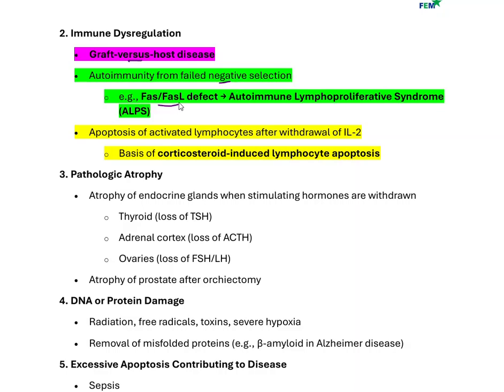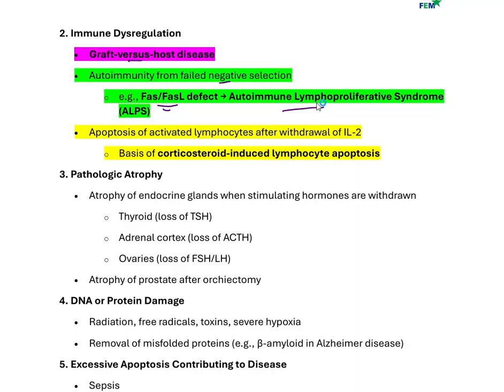And how do we kill those T cells that fail negative selection? It's going to be through the interaction between Fas and Fas ligand, which is also part of the extrinsic pathway that we're going to see in apoptosis. So if there's a defect in the interaction between Fas and Fas ligand, then that could lead to autoimmune lymphoproliferative syndrome, which is what we saw in that question.